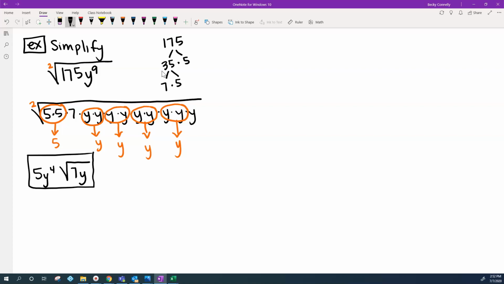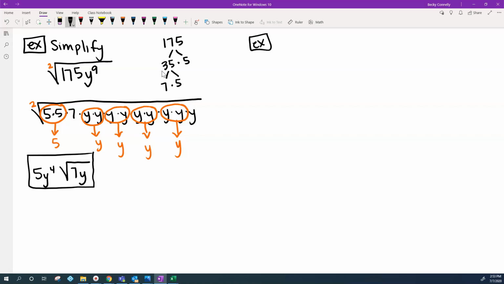And hopefully this is looking kind of familiar to you, this first little bit. If it was a cube root, then you have to take things out in groups of 3. If it was a 4th root, groups of 4. If it's a 5th root, groups of 5. So that root, whatever that index is, is really important to help you know how you're going to be taking these out of that root. Okay? All right, so let's look at another example here.